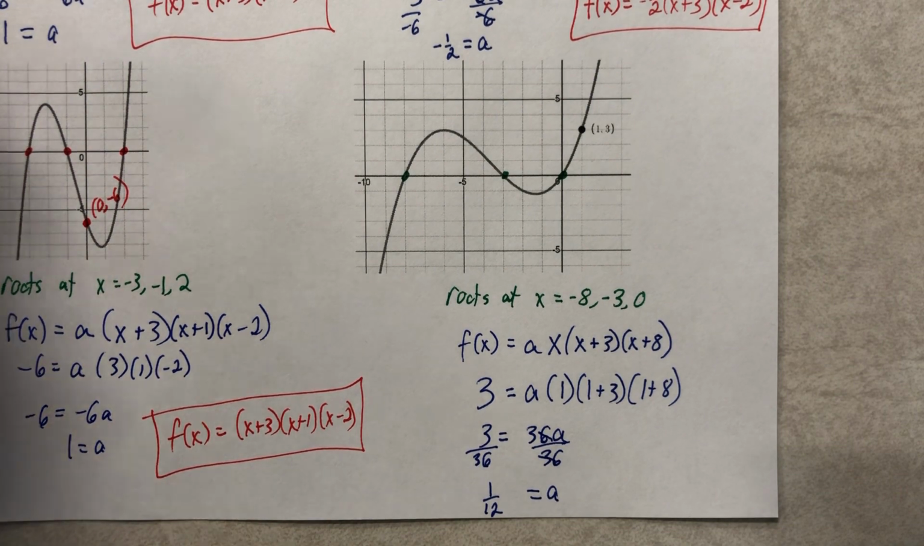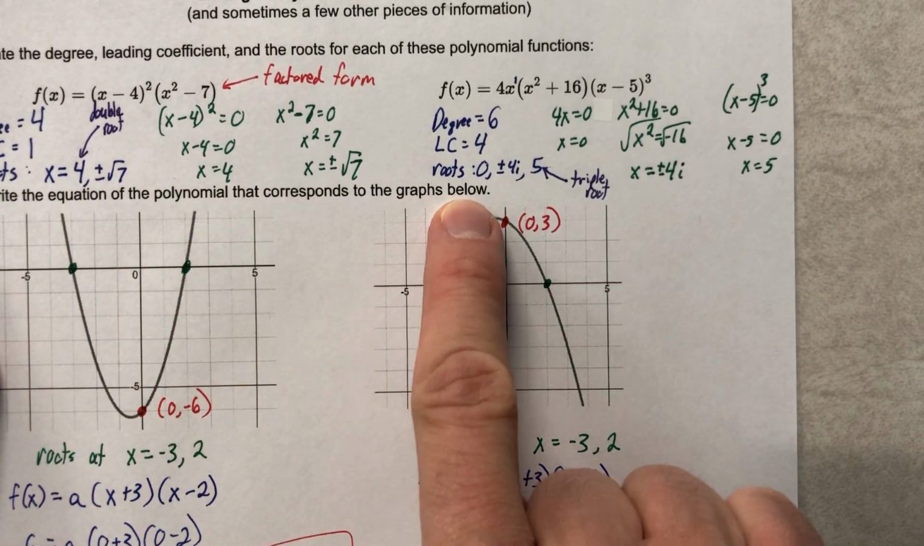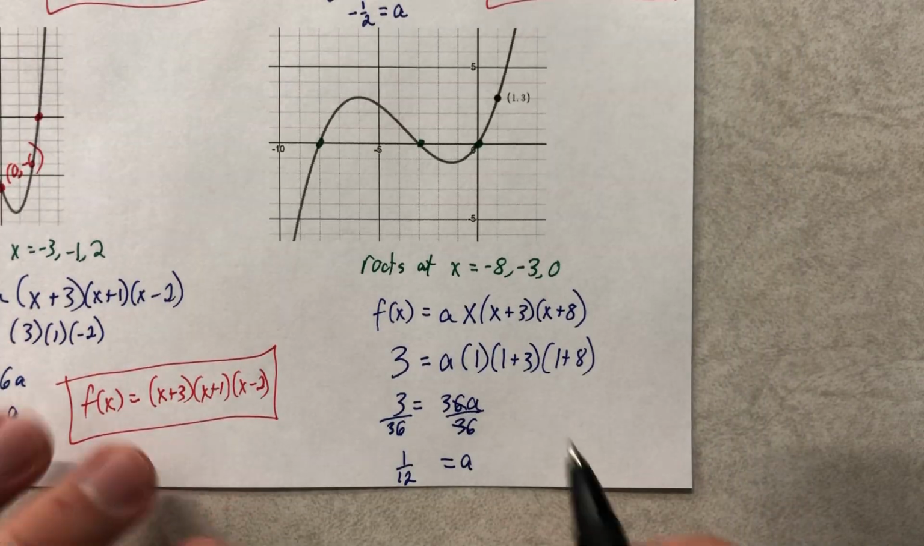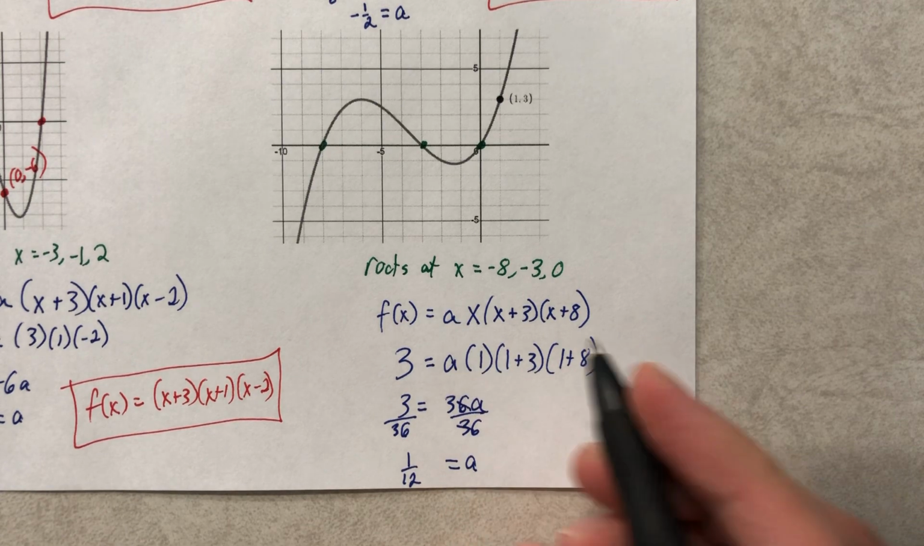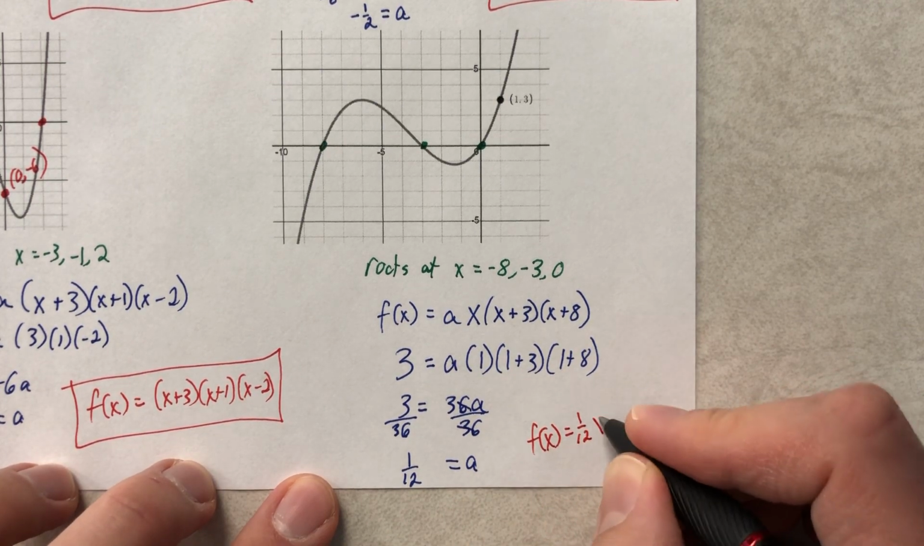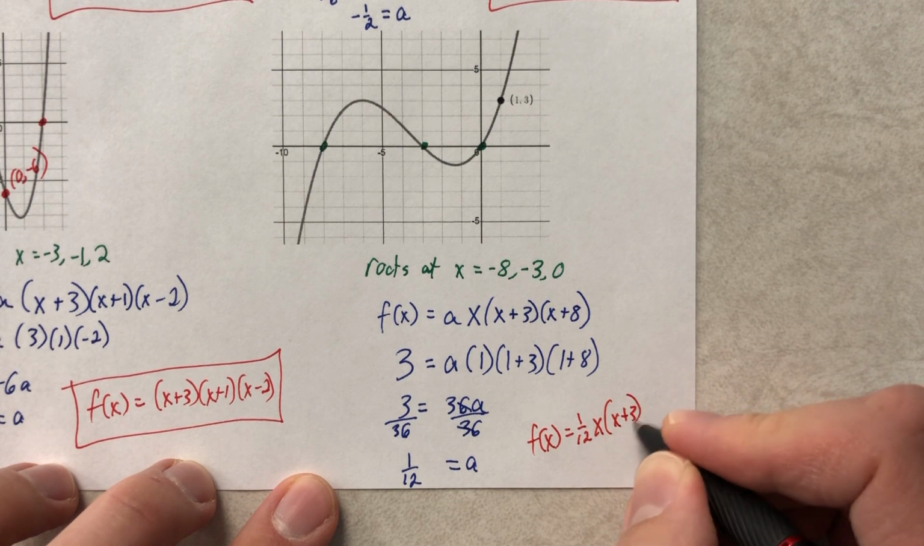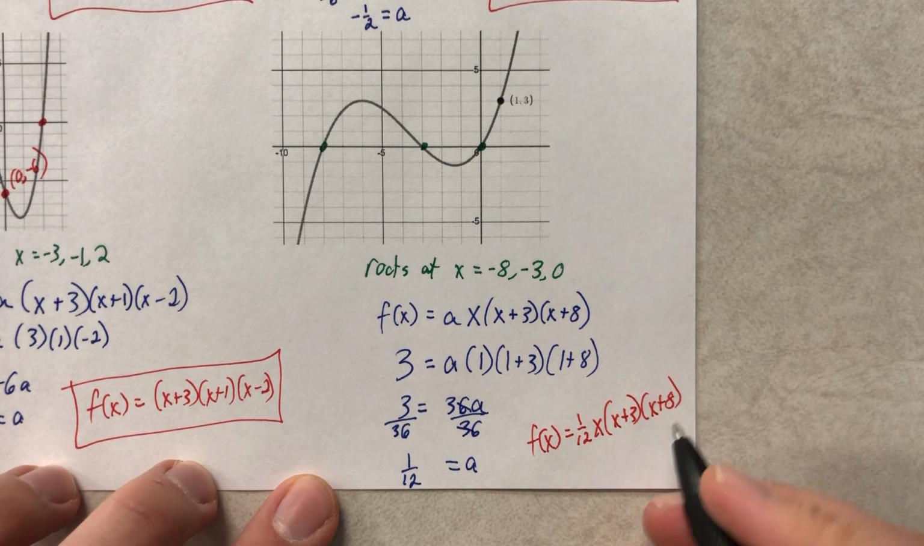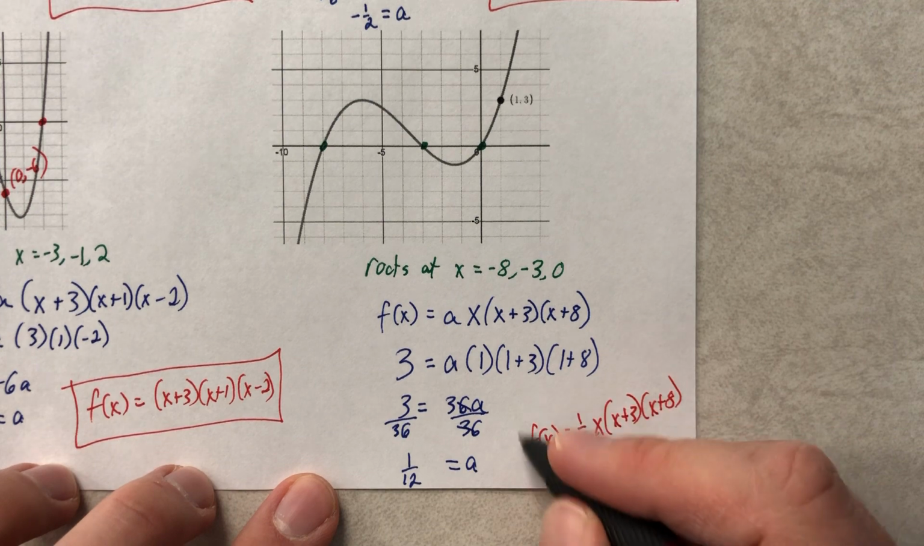The final answer is, let's go back to the directions, the polynomial that corresponds to the graph, okay? That would be all the stuff, but now we know what a is. So final answer, f of x equals 1/12 x, x plus 3, x plus 8. If you reverse the order of these, it is not a big deal.